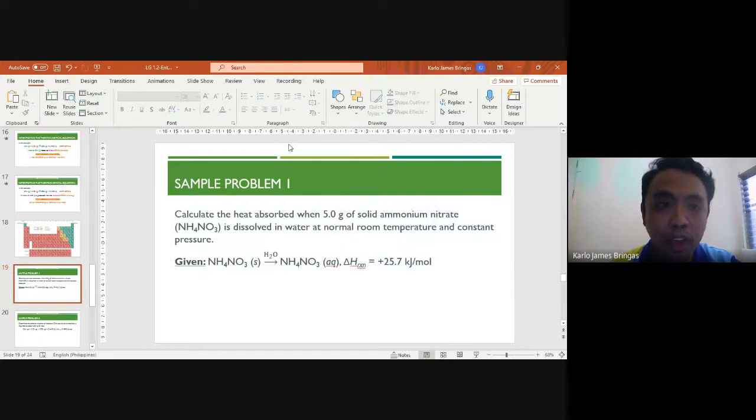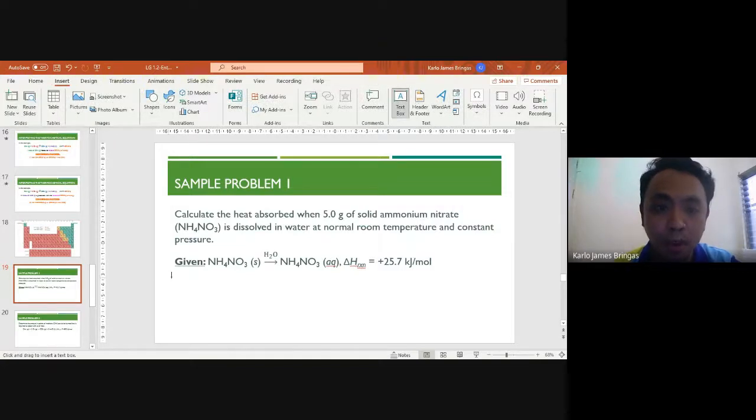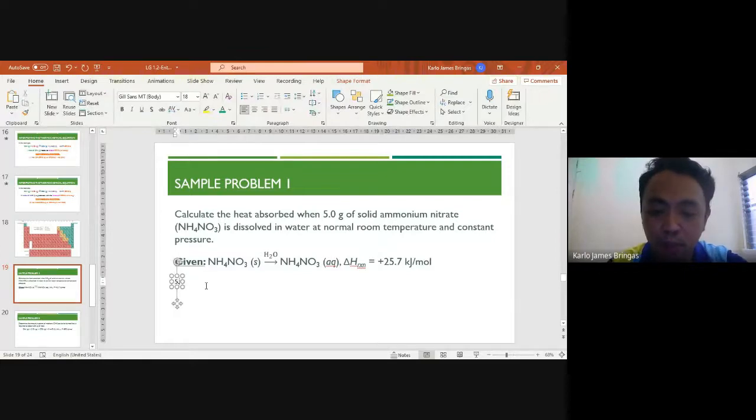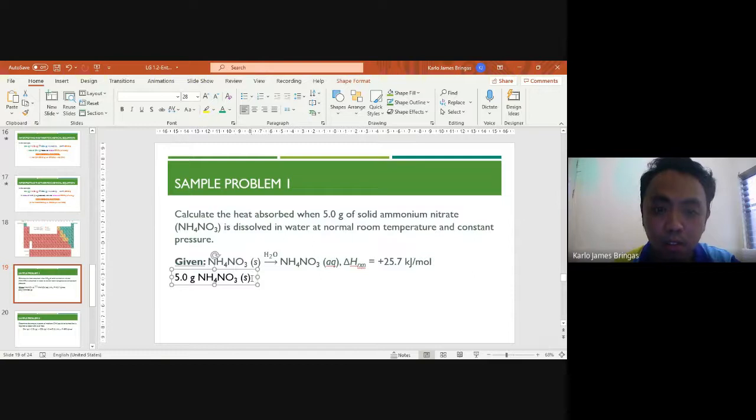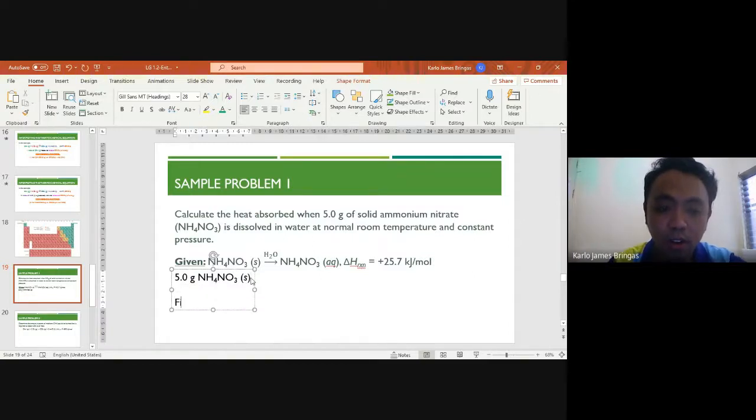Other information that we have rather in the problem are the following. So sabi sa problem is that you have 5 grams of the solid ammonium nitrate. So copy ko na lang para mas mabilis. So also given to us is this amount. So what we're looking for is we're supposed to find how much heat is being absorbed. How do we go about doing this one?